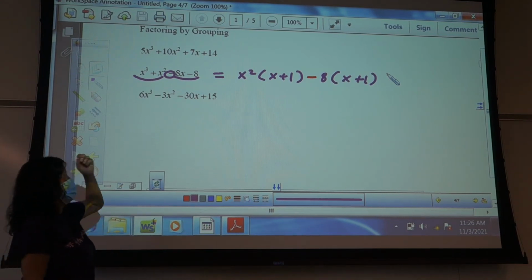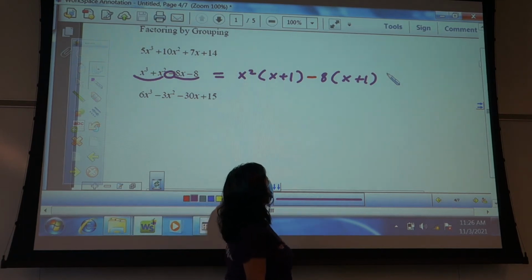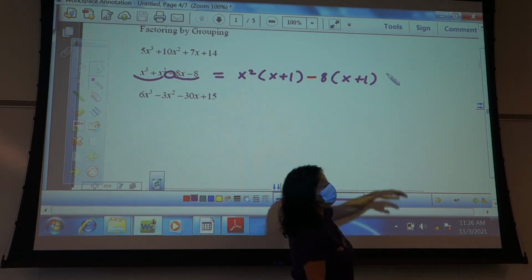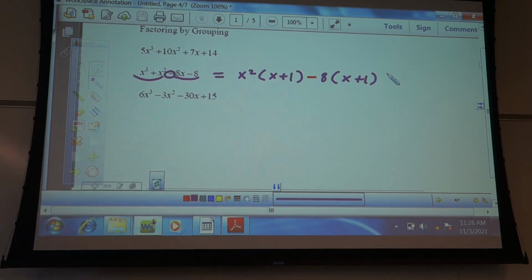Now, I've got an x squared times an x plus 1. I have a negative 8 times an x plus 1. I can pull x plus 1 out of both of them, factor it out of both of them. So if I do that, what am I left with? X squared minus 8, exactly.